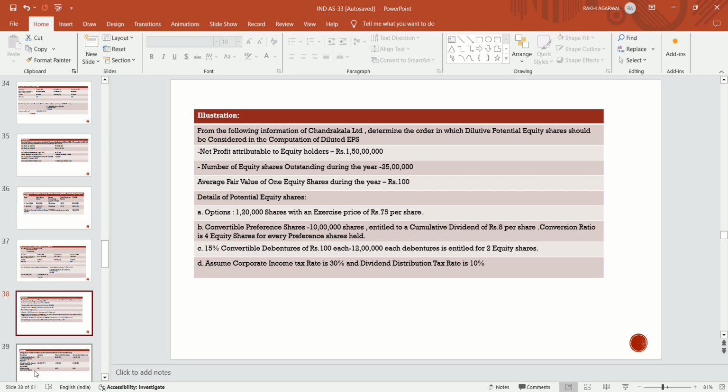Convertible preference shares are 10 lakh shares entitled to a cumulative dividend of rupees 8 per share. Conversion ratio is 4 equity shares for every preference share held. For every one preference shareholder, they will get 4 equity shares. And 10 lakh shares will get the dividend of rupees 8 per share. 15% convertible debenture of 10 each is also 12 lakh, each debenture is entitled for 2 equity shares. Number of debentures is 12 lakhs and they are entitled for 2 equity shares. Assumed corporate income tax rate is also given, that is 30%, and dividend distribution tax rate is also given, that is 10%. Now we have to calculate the diluted EPS.